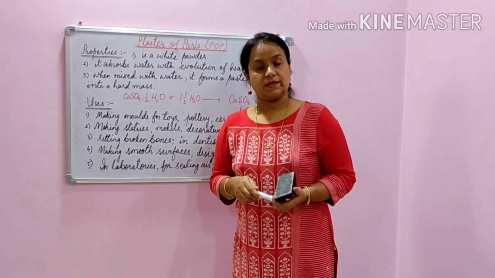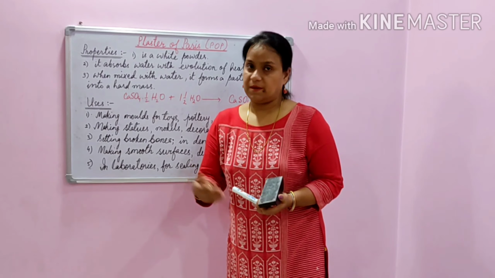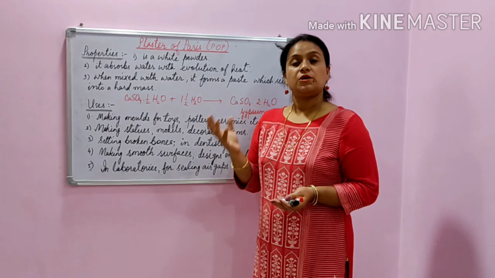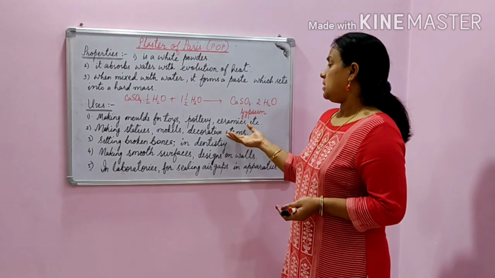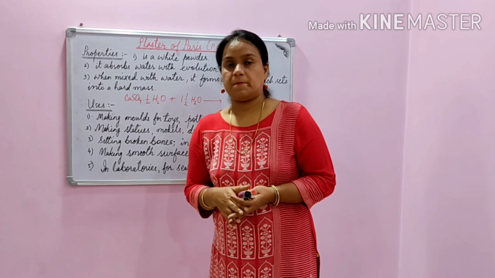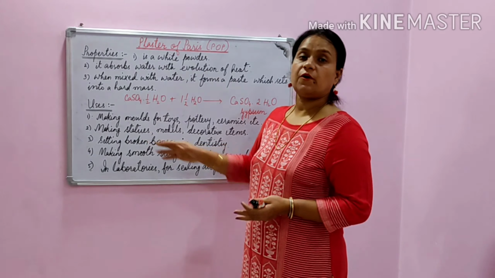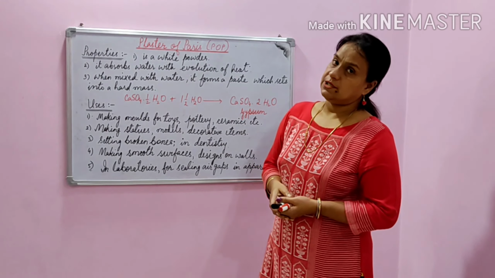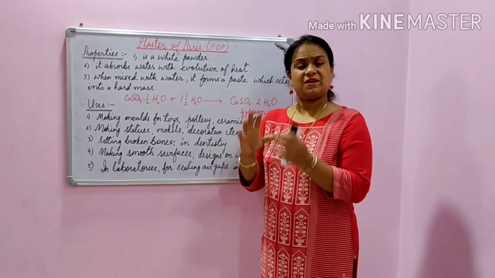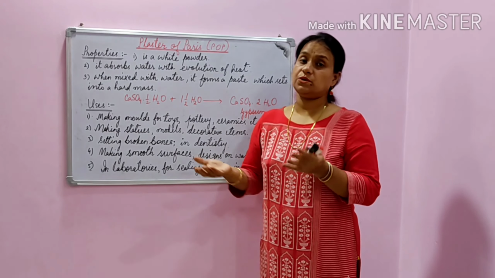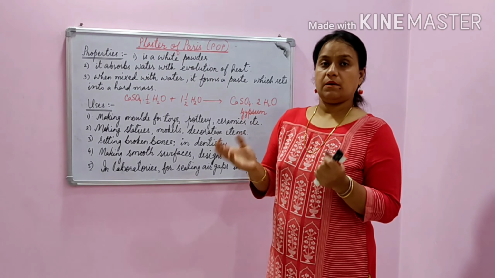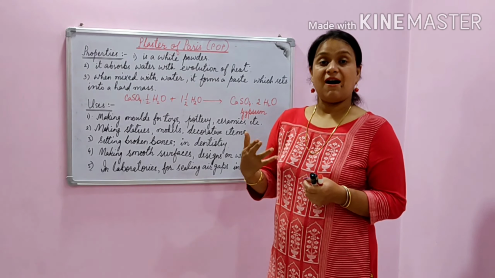Let us understand some of the uses of plaster of Paris. It is used in making molds for toys, pottery, ceramics, etc. It is also used for making statues, for making models, decorative items. You might have seen white colored statues. Those are the statues made up of plaster of Paris, quite light in weight and beautifully they can be carved.